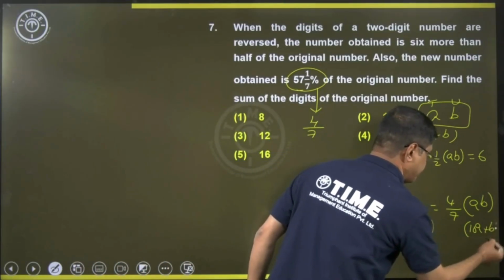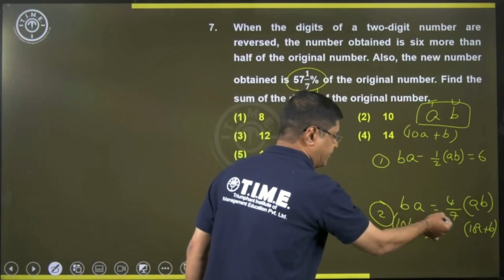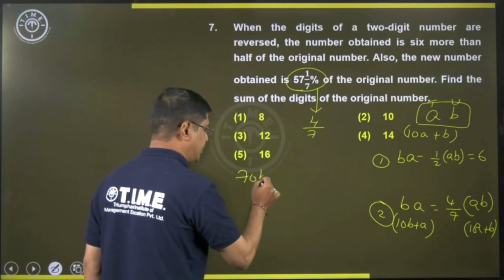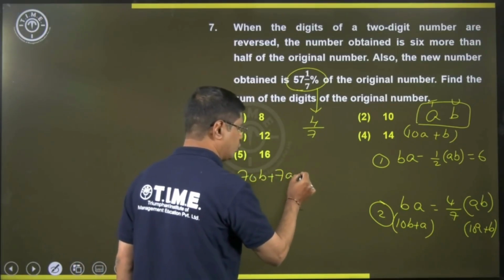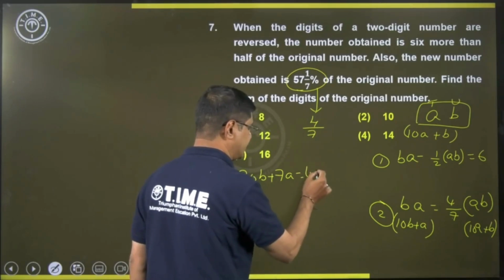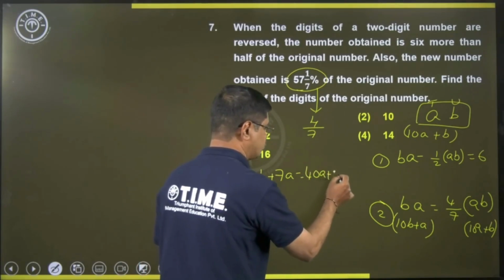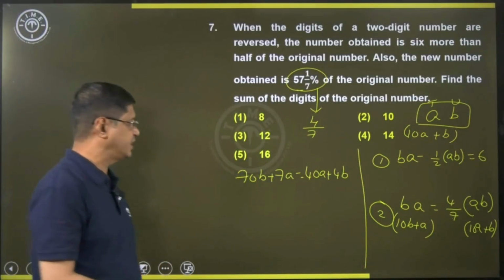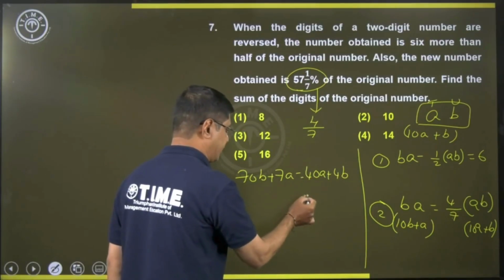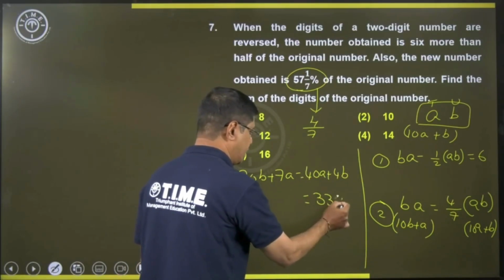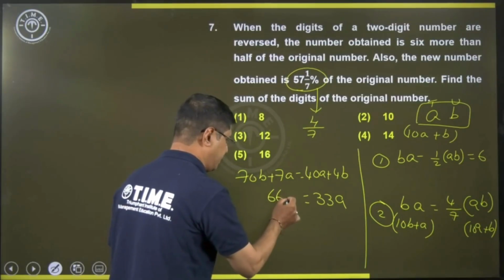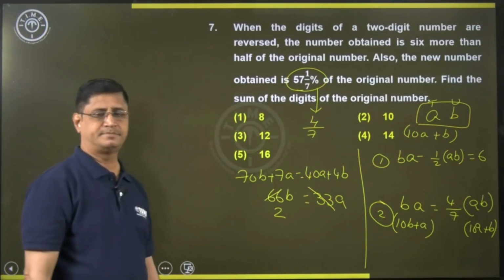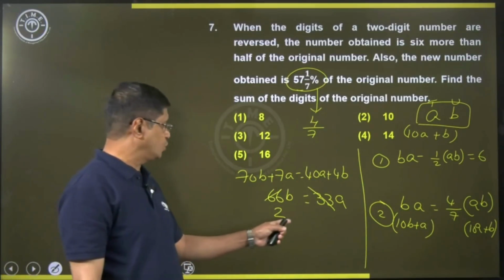By doing cross multiplication, 7 times 10B, that is 70B plus 7A, equals 4 times 10A, that is 40A plus 4B. By taking A on one side and B on the other side, 40 minus 7, that is 33A, is equal to 66B. The value of A is equal to 2 times B. A is equal to 2B.